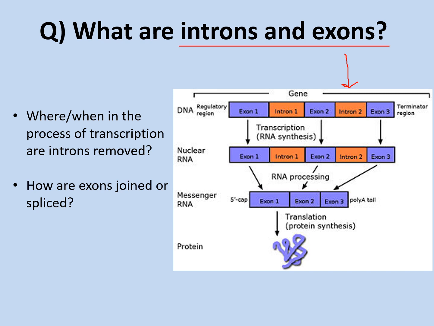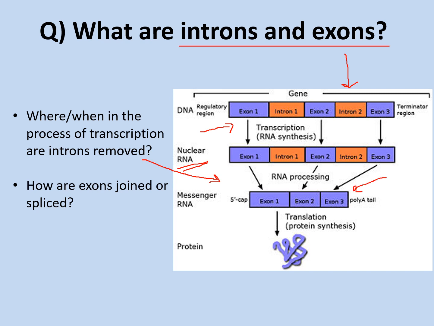So our questions are where and when in the process of transcription are introns removed? Now, introns are actually removed after transcription. So here we can see initially transcription is going to copy and make an RNA copy of the whole gene, and that includes the exons and the introns. And then the introns are going to be removed after that RNA has been made to make a mature messenger RNA molecule.